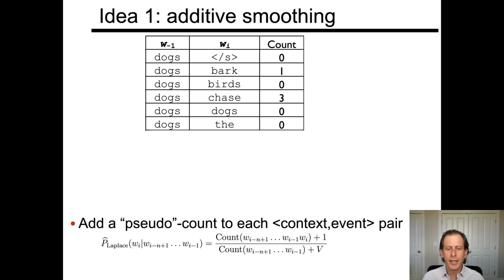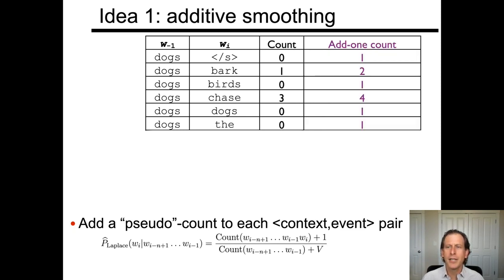The idea of additive smoothing is that we're going to take the actually observed count of each context event pair, and add to it what's called a pseudo count. So in the simplest version of this, I add a pseudo count of 1. It's as if I had seen every bigram that is made possible by my vocabulary, as if I had seen every such bigram in the training data once. So I'm going to transform the original counts into the add 1 counts, just by adding 1 to each of these counts. Whereas the original count of end of sentence in the context of dogs was 0, it's now 1 in the add 1 count. Bark after dogs is 2, and so forth.